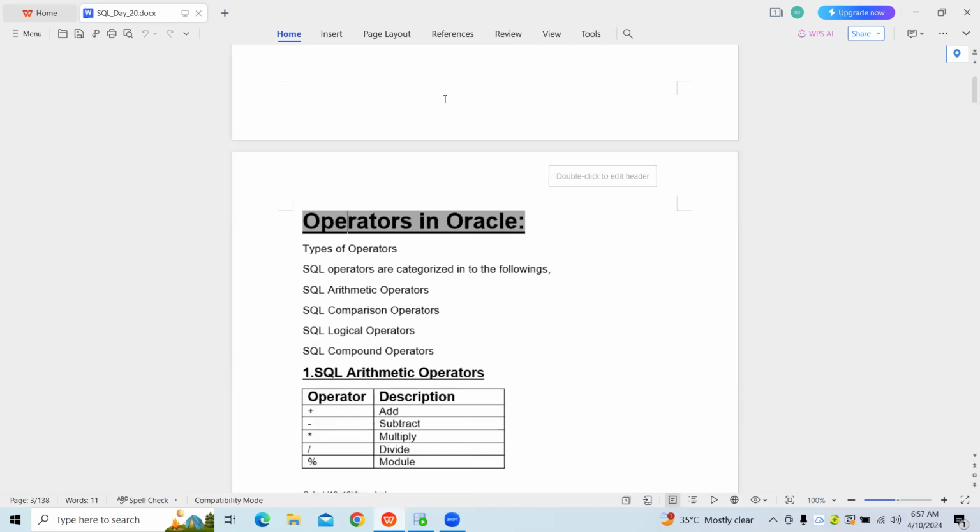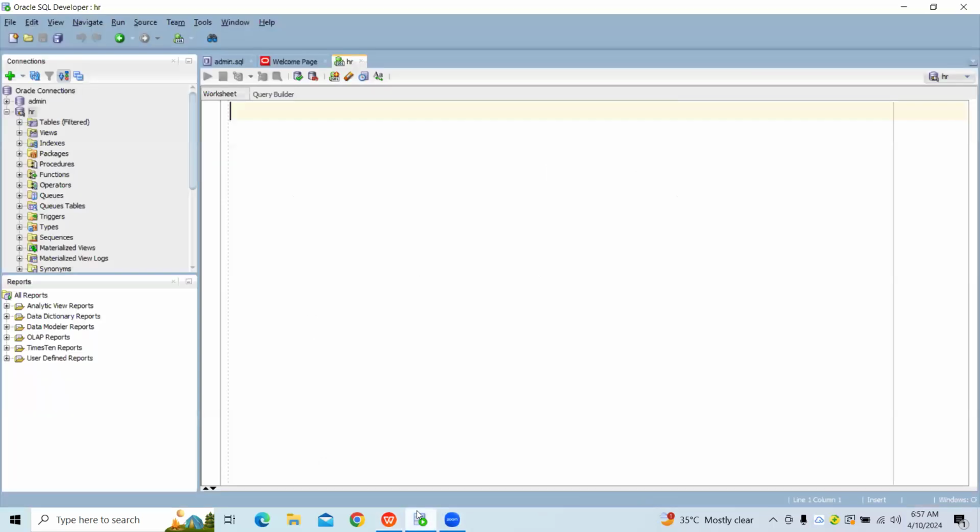So now let me move to the database where we'll be writing our queries in our regular classes. So people, do not worry about the installation. We'll be having a live installation session for this. So now let me help you to write a basic query. So people, before going for the arithmetic operators, let me help you write a simple query.